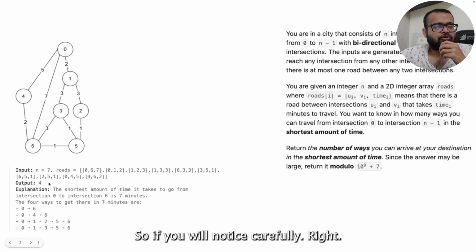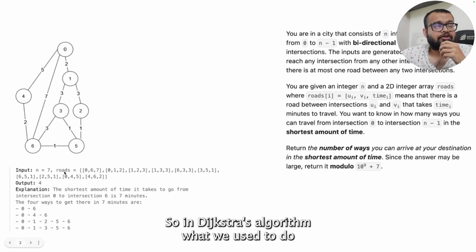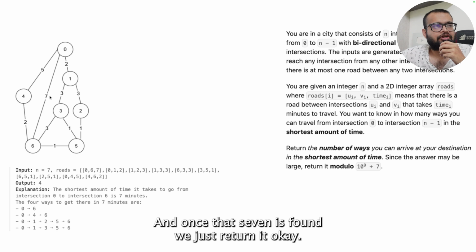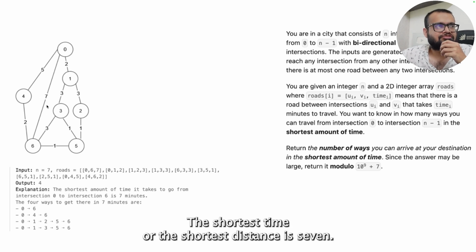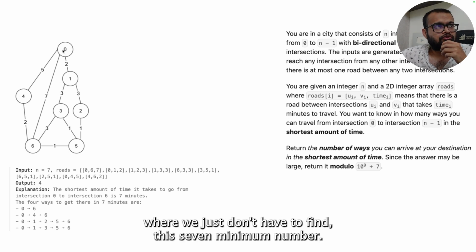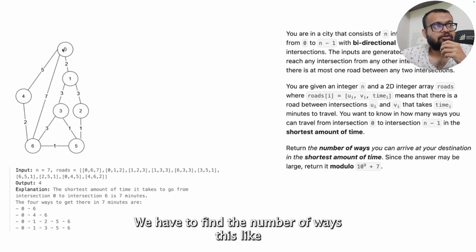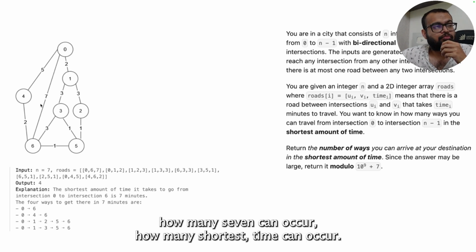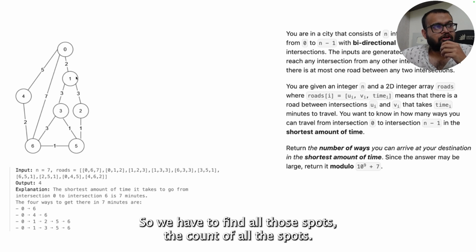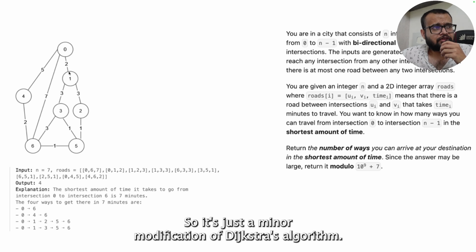If you notice carefully, in Dijkstra's algorithm, what we used to do was we just needed to find the shortest path, that is 7, and once that 7 is found, we just return it. The shortest time or the shortest distance is 7. Here it is an extension of Dijkstra's algorithm where we don't just have to find this minimum number 7. We have to find the number of ways, how many times the shortest time can occur. So we have to find the count of all those paths. It's just a minor modification of Dijkstra's algorithm. We will see later on.